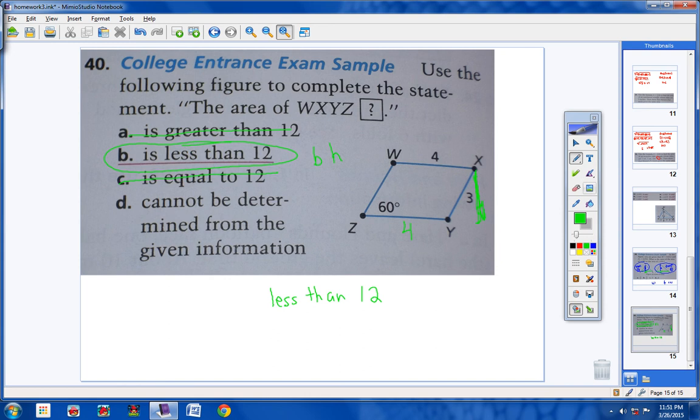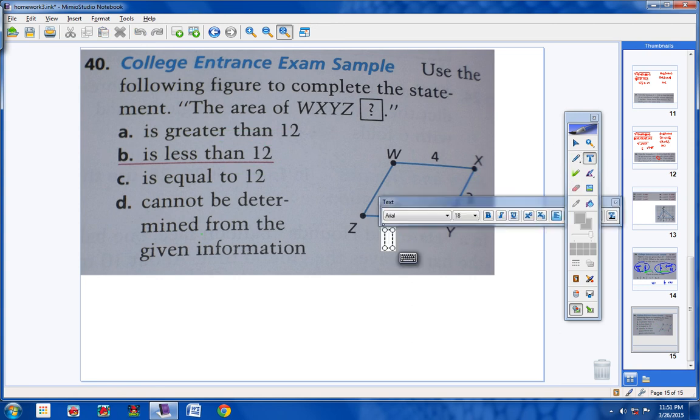My only problem is really this is a poorly written problem because nowhere do they say in the directions you have a parallelogram. So really, you have to assume you're going to use base times height, which is okay, but it's not the best.